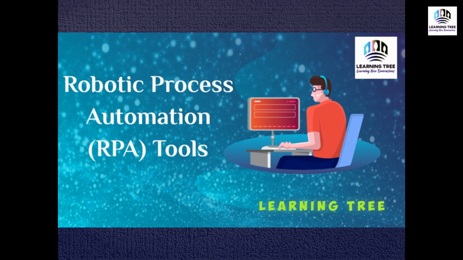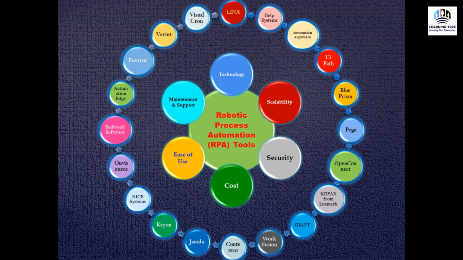So, friends, there are more than 20 RPA tools available in the market, and their names are Blue Prism, UiPath, Automation Anywhere, Pega, Links, Help Systems, Open Connect, Kofax, Gyan, WorkFusion, Contextor, Jakarta, Gyan, Nice, OnVSource, Redwood, Automation Edge, Foxtrot, Variant, and Visual Cron. One can opt for a tool from the given list based on the criteria and need.